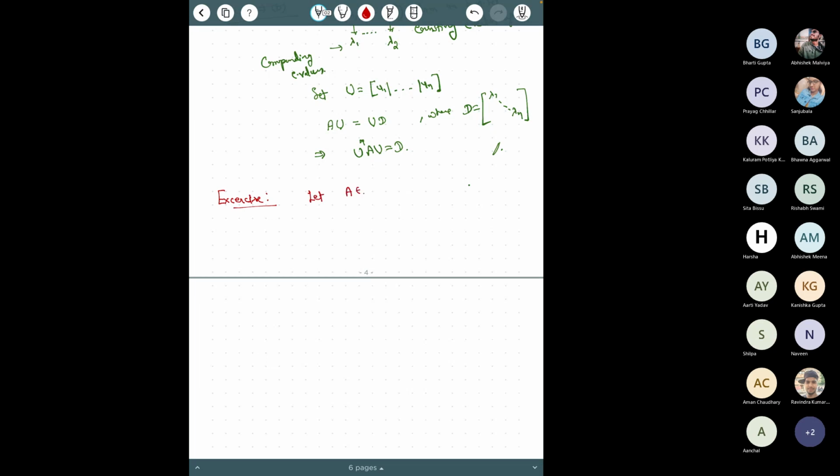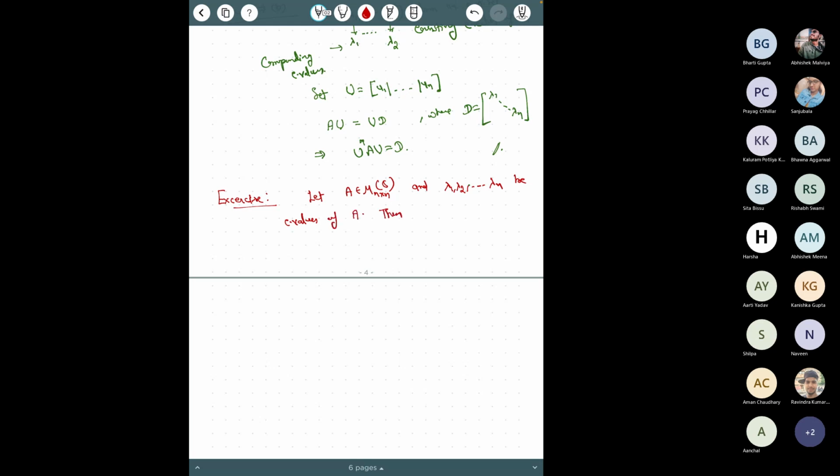So suppose that we have a matrix A of size n cross n. Suppose that lambda 1, lambda 2, and so on, are the eigenvalues of A.